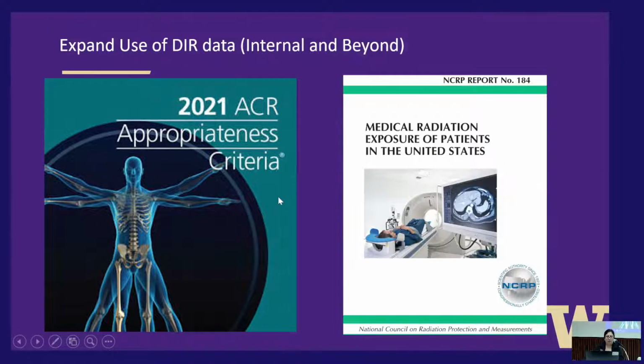What this example is showing you is that potentially you could use the data from the registry, look at the dose, and advise on appropriateness in terms of dose, and maybe include that information in appropriateness criteria moving forward. So it's basically expanding the use of the data beyond benchmarking and maybe using it to collaborate or connect or team up with, or partner up with, if you will, appropriateness criteria. You can also use the data from the DIR to look at radiation exposure to patients in the United States.